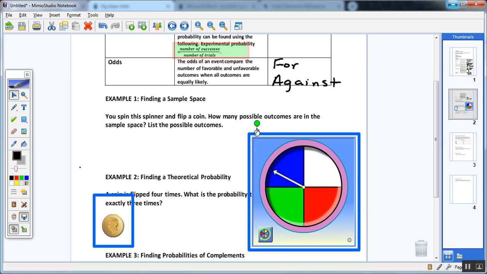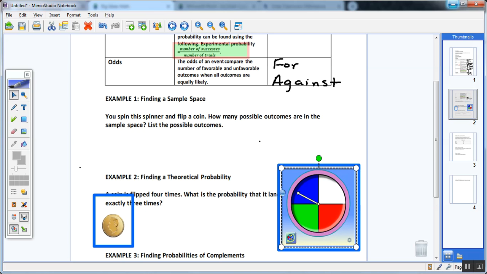Make that a little smaller so I have some room to write. Careful. Are we supposed to draw this? Nope. So right here, kids, the colors that we have up here for outcomes are red, white, blue, and green, right? And then it says how many possible outcomes are in the sample space.